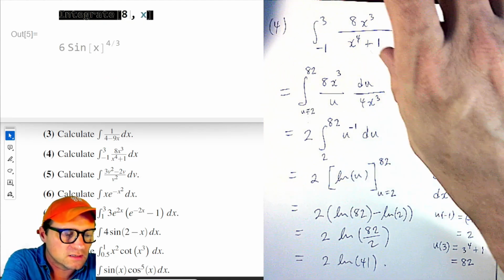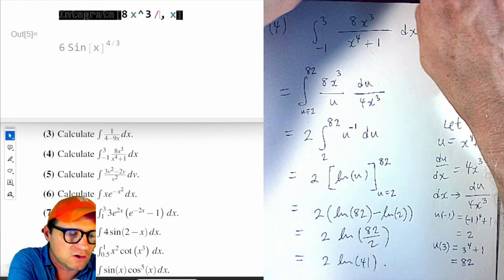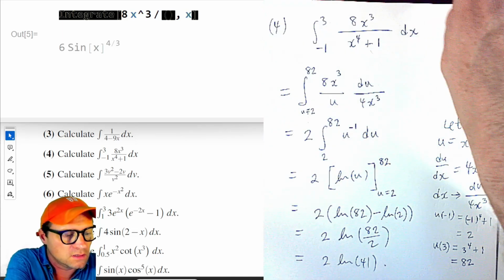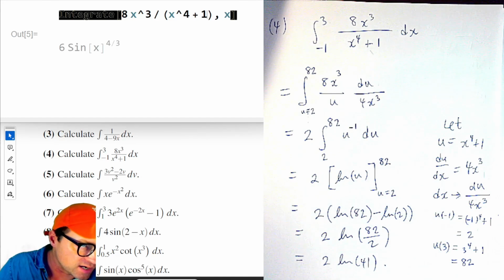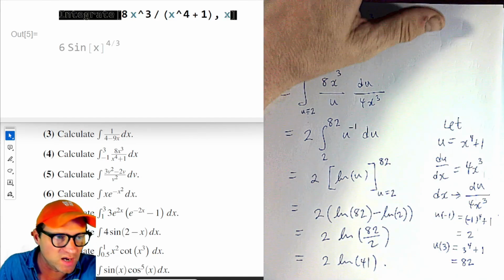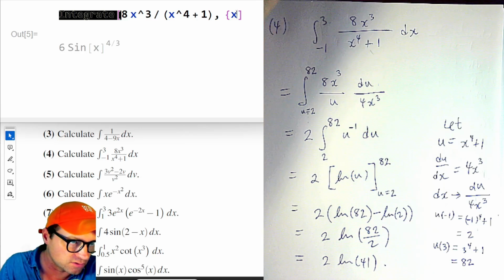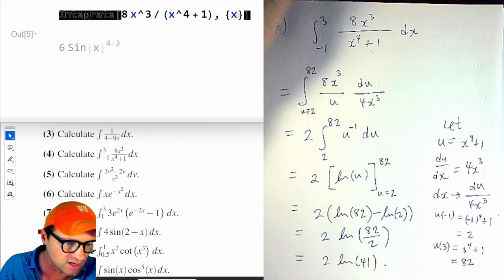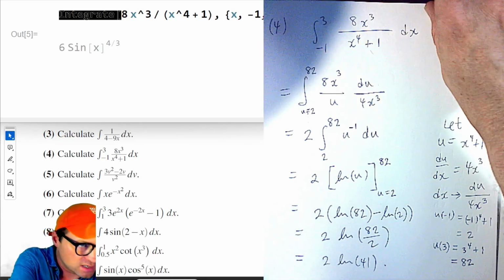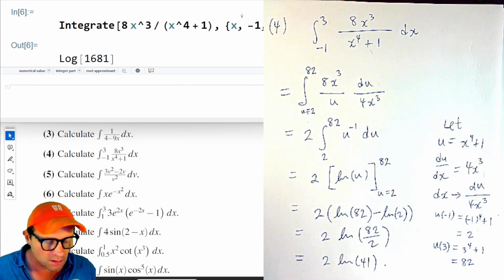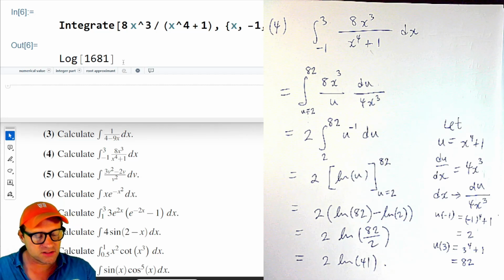So 8x to the power of 3 over, in brackets, x to the power of 4 plus 1. We're integrating with respect to x, but this is a definite integral, so I need to include the bounds of integration. So I'm entering minus 1 and 3.